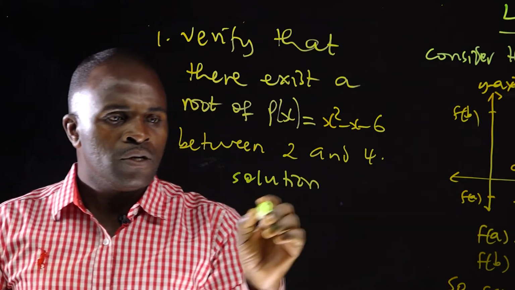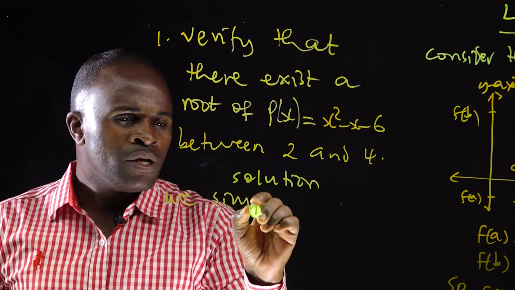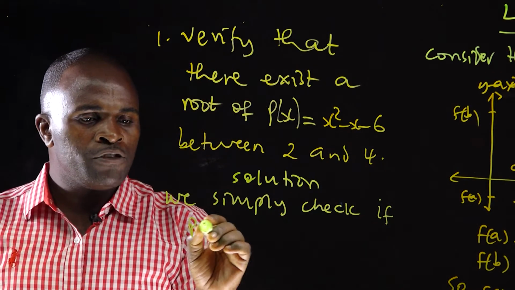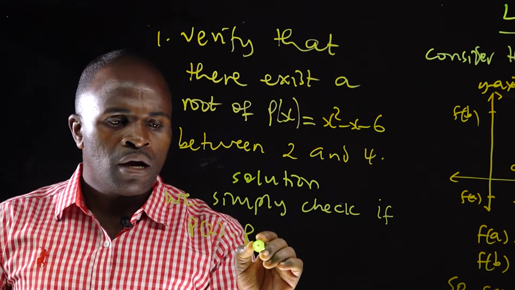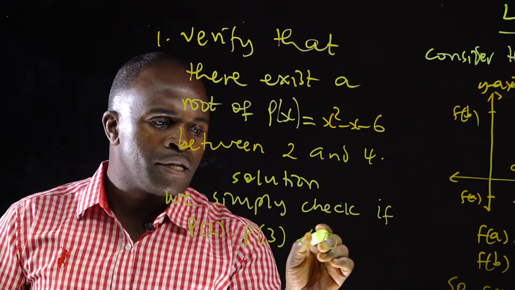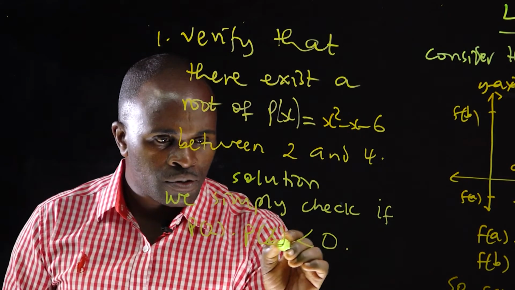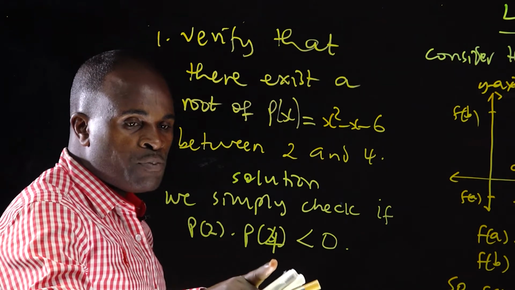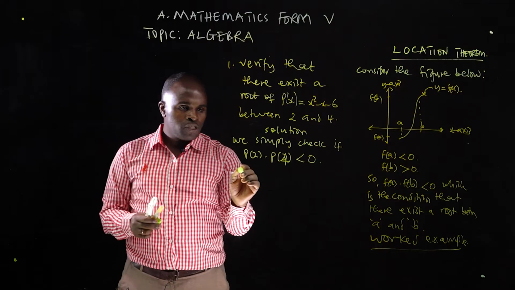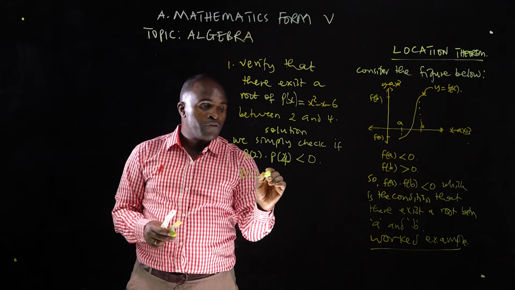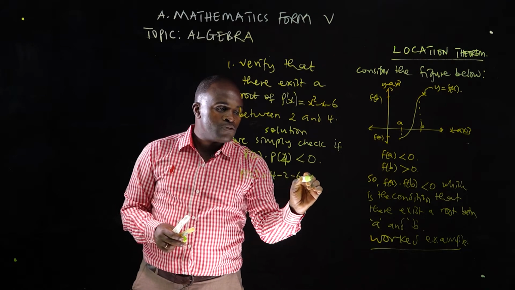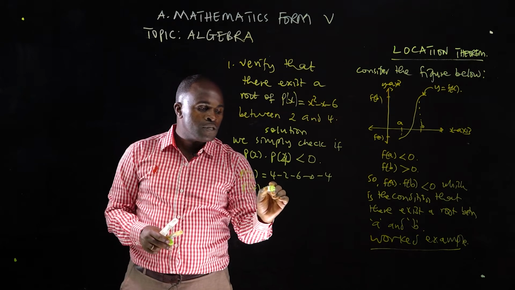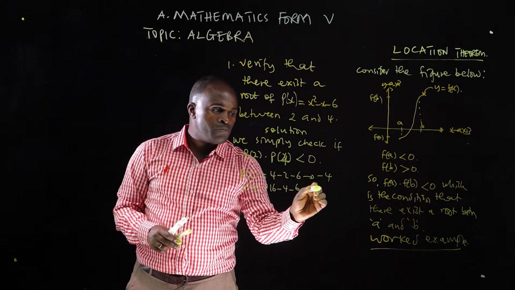We simply check if p of 2 times p of 4 is less than 0. So let's find p of 2. P of 2 from the function is 4 minus 2 minus 6. This gives negative 4. P of 4 gives 16 minus 4 minus 6. That gives positive 6.